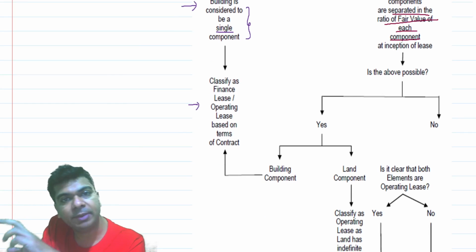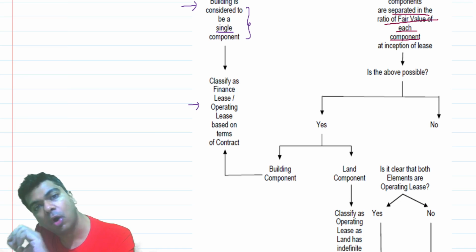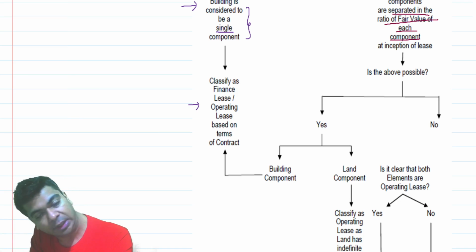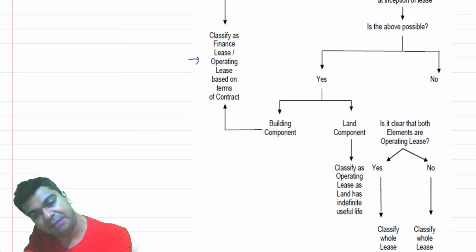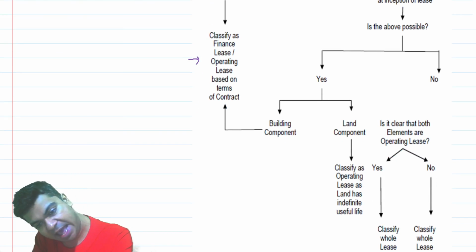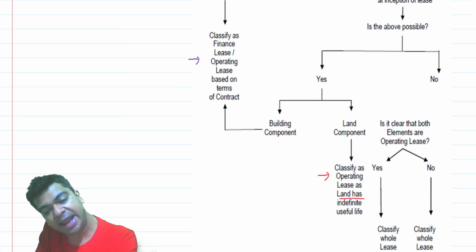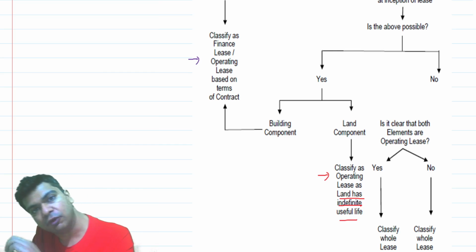Building component will be now segregated as finance lease or operating lease depending upon the terms of the lease arrangement. While land component, you just see, land component will be compulsorily classified as operating lease. Why? As we had discussed earlier, land has indefinite useful life.